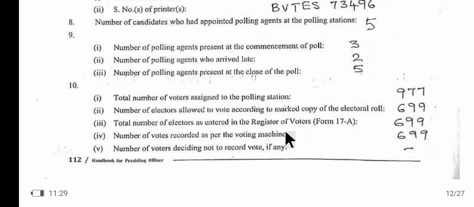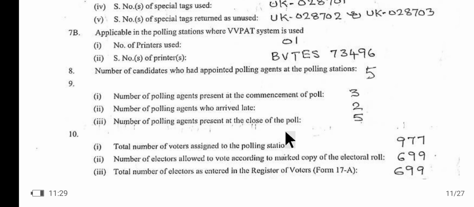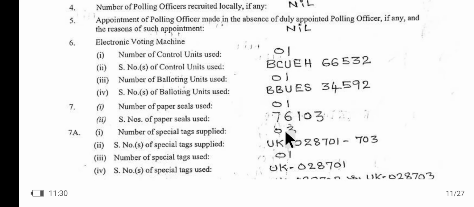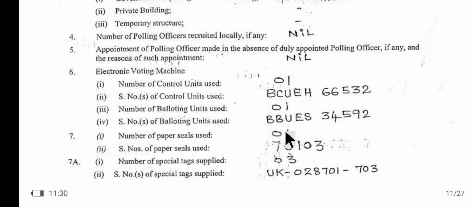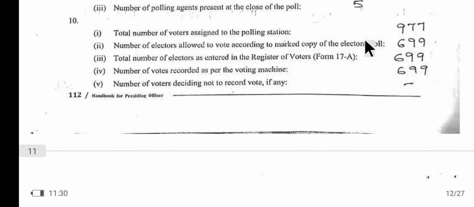So the number of polling agents present at the commencement of the poll, the number of polling agents who arrived late, the number of polling agents present at the close of the poll, all this information should be filled in here. Number of printers, number of special tags, number of control units, serial number of the control unit, and all this information should be filled in. And a very important thing is the total number of voters assigned to the polling station which you have gone to, and the number of electors allowed, how many people turned up and were allowed, correctly and accurately.